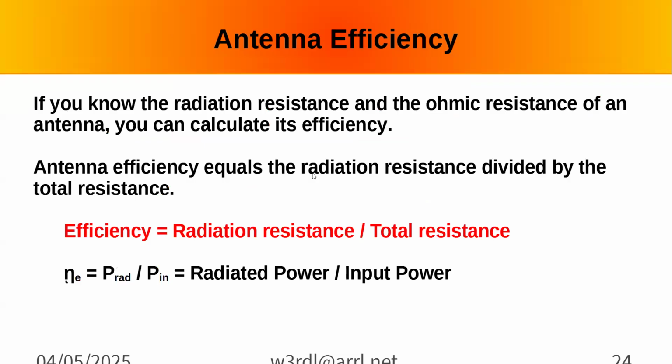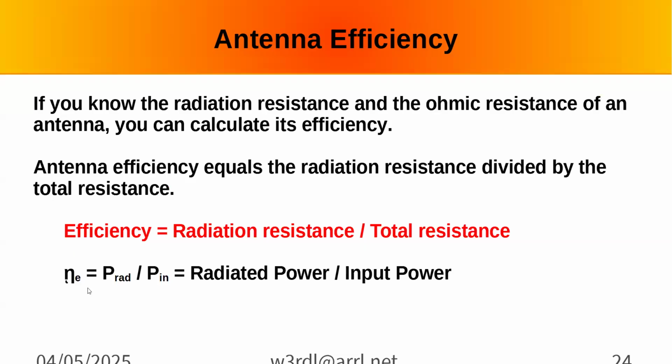So if you know the radiation resistance and the ohmic, you can figure out what the efficiency is. It's just going to be the ratio of the radiation resistance to the total resistance. So it's radiation divided by radiation plus ohmic. Unless ohmic was 0, and then it'd be 1. Can't be more than 100% efficient.